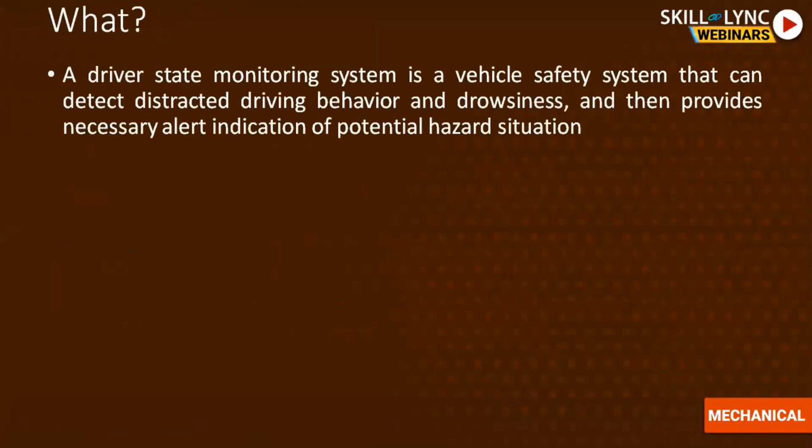So what is driver state monitoring? A simple conventional definition: a driver state monitoring system is a vehicle safety system that primarily detects two key components of driver behavior. One is driver distraction, and the second is the drowsiness of the driver. These are the two key components that we want to detect. Based on the detection, the system provides alerts, warnings, and other ways of indicating to the driver that there's a potential danger or a hazardous situation ahead of you. So that is primarily what a driver state monitoring system is.